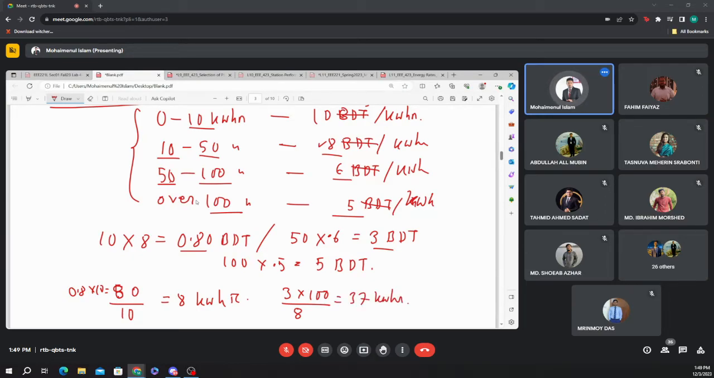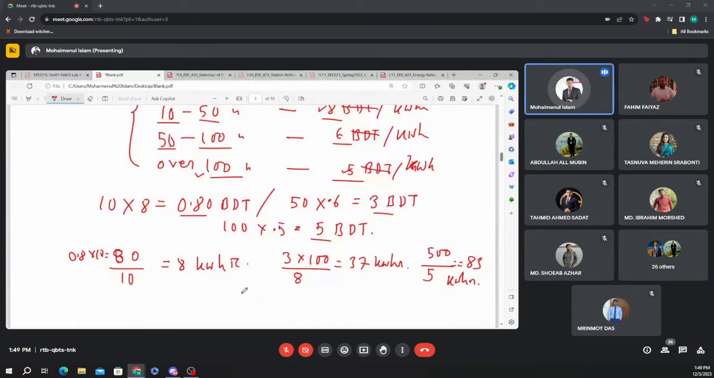And finally, the 100 into 5. So this 5 is over 100. That means 500, divided by price is 5, this one. So we are getting maybe 82 or 83, something. Okay. So this is the value of the upper step. So 8, 37 and 83.